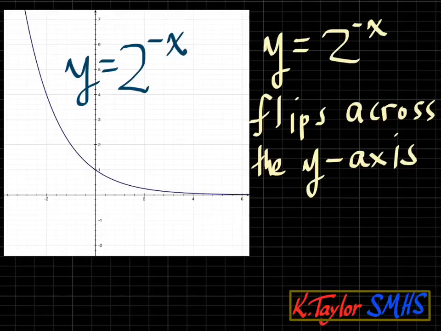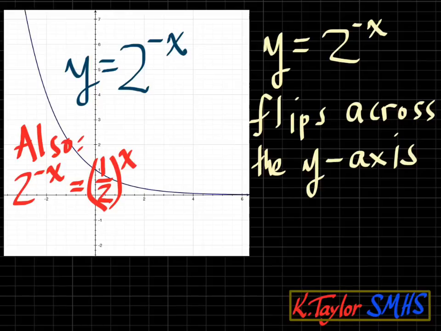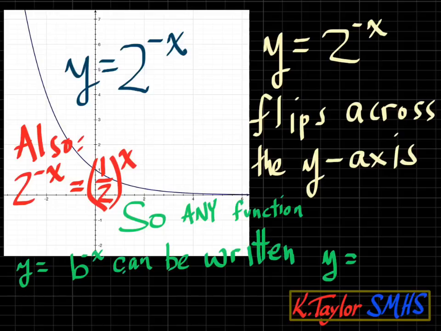So hopefully now you're seeing that these exponential functions follow the exact same transformation rules as most of our other functions, and they do. However, exponential functions do have some interesting little quirks about them. For example, this 2 to the negative x, I could also write that as (1/2) to the x, because a negative exponent is another way of writing a reciprocal of a base. So it's actually true that any exponential function, y equals b to the negative x, can be written as y equals 1 over b to the x. So that's kind of an interesting little twist on reflecting across the y-axis.